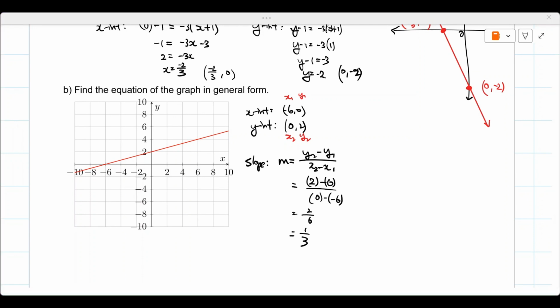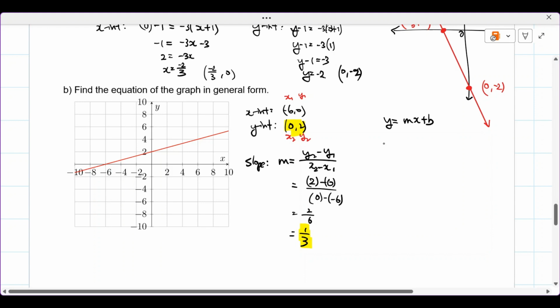Now, using the slope, I think we can find the equation by combining the slope and the y-intercept. I think we can use y equals mx plus b. This is the slope-intercept form. m is 1 over 3, the slope, and b is the y-intercept, that's plus 2. Now, this is slope-intercept form.